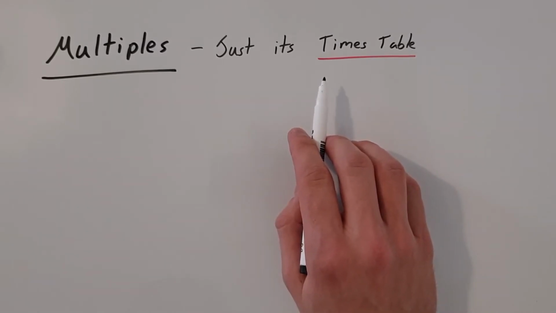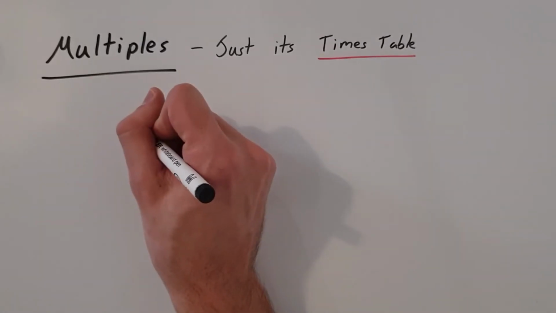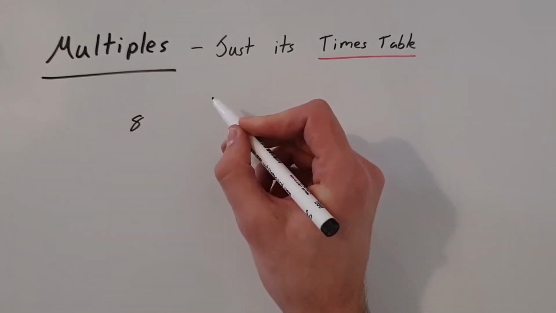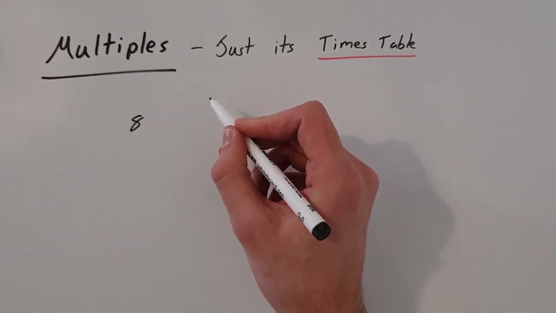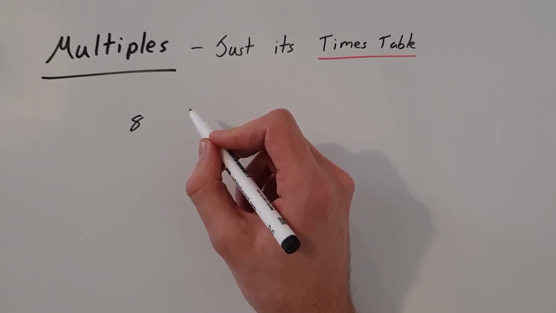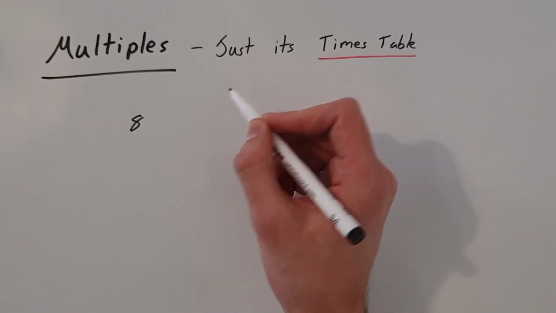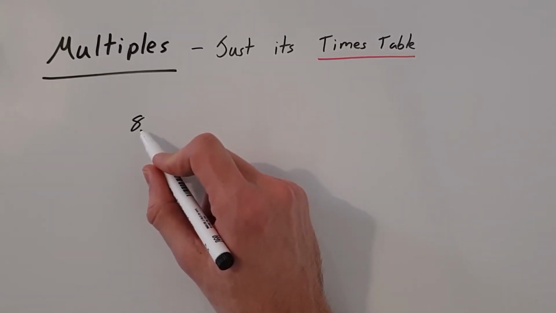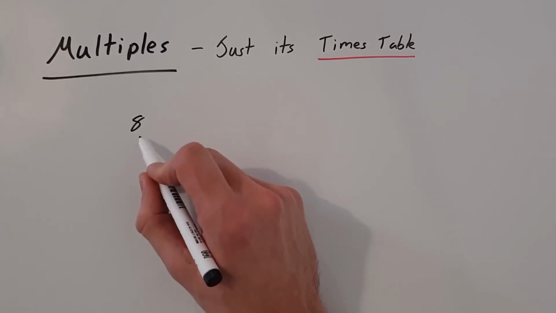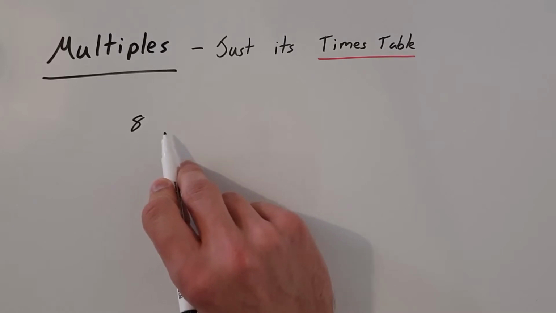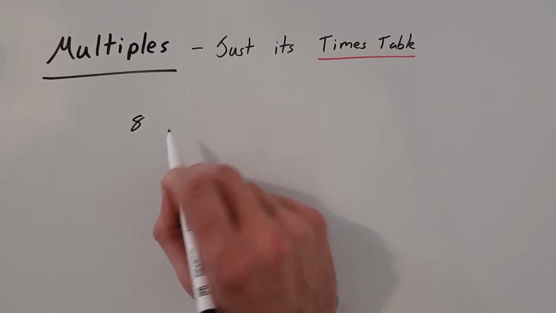So for example then, if we wanted to know what the multiples of 8 were, usually questions like this will ask you for, say, the first 8 multiples of 8. So what you do is you start off with 8, as that's your first multiple. 8 times 1 is 8. And then you go through the times table. So then your next multiple of 8 would be 2 times 8.